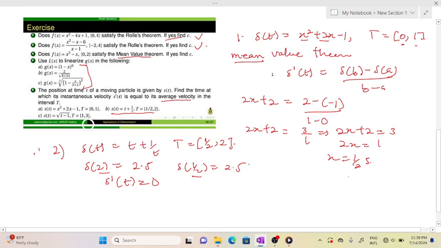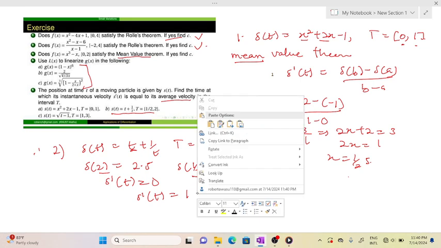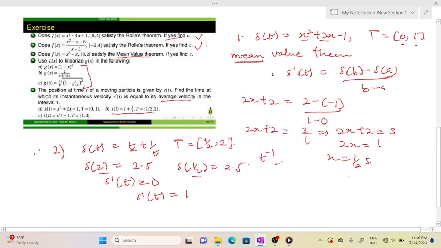I'll differentiate, and when I differentiate t, I'm going to get 1. So s prime of t will give me 1. Then this side, 1 over t, is the same as t to the power negative 1, and that will be negative t to the power negative 2, right? So minus 1 over t squared. So that's the derivative, and you are saying that it should be equal to 0.